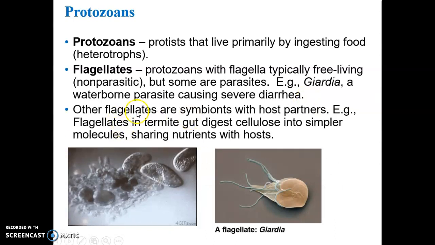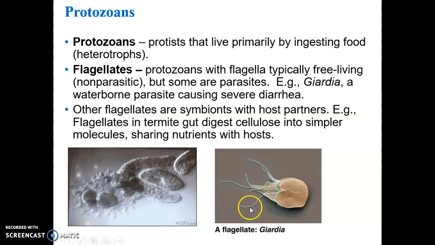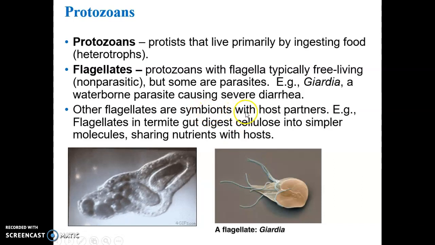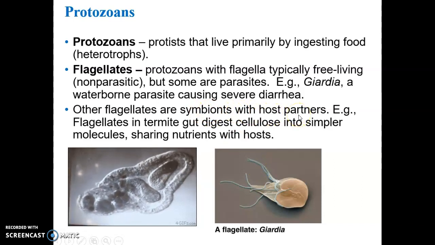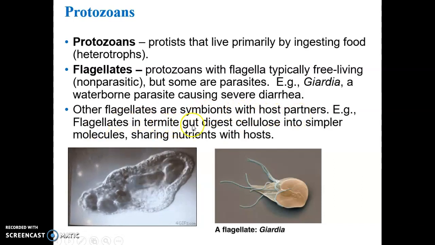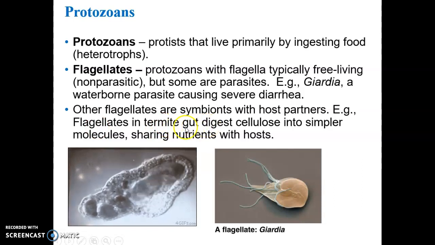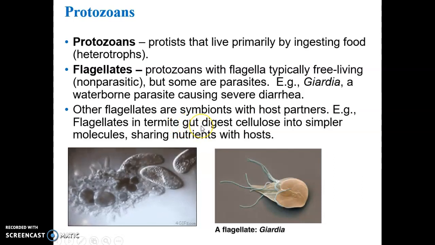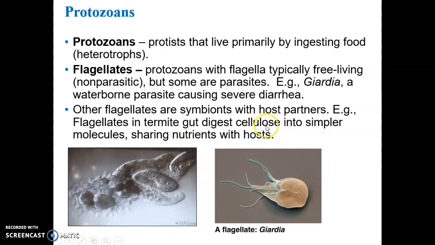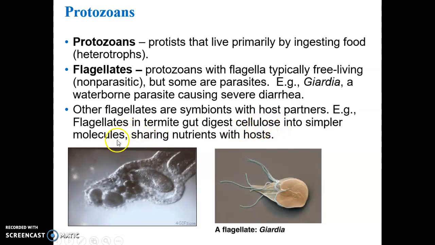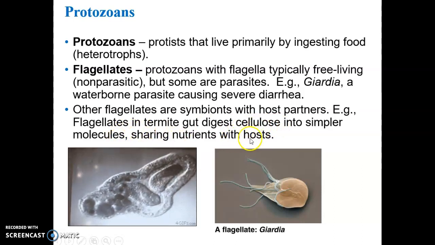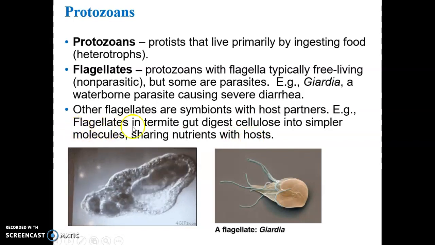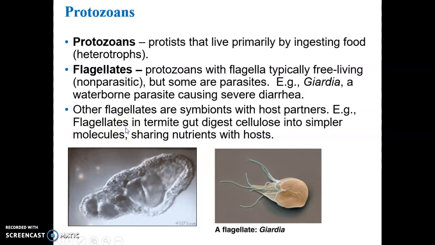So other flagellates, meaning protozoans with flagella, can be symbiotes with their host partners. So those termite protozoan or protists symbionts help digest cellulose, wood materials into simpler molecules, providing nutrients with the host termite. Those are actually flagellated protozoan protists.